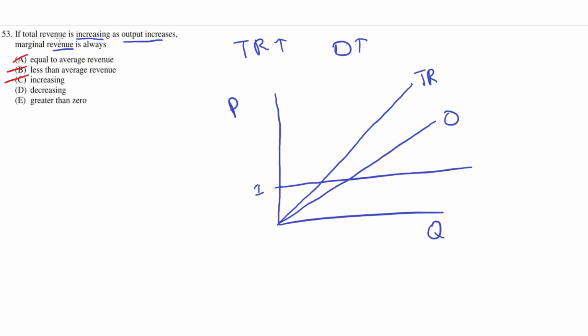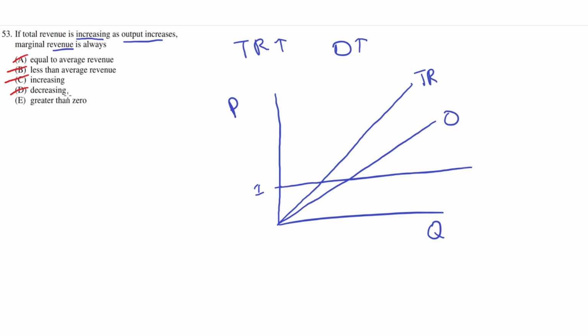D, decreasing. This is incorrect because we're not told that total revenue is increasing at a decreasing rate or decreasing at an increasing rate. Because we're not told either of these things in the question, marginal revenue cannot be assumed to be decreasing. E, greater than 0.